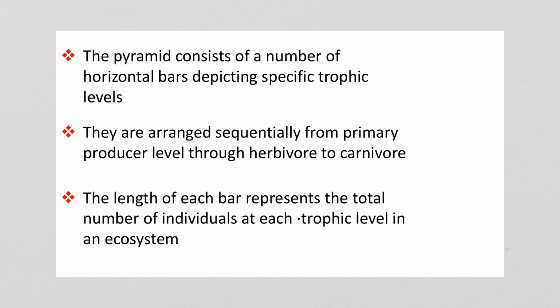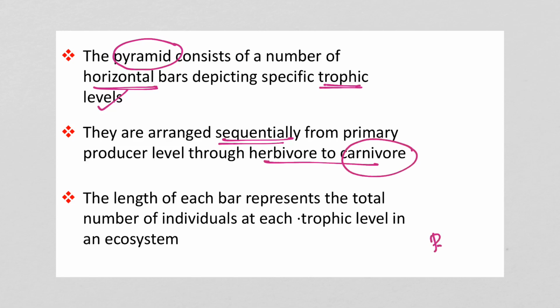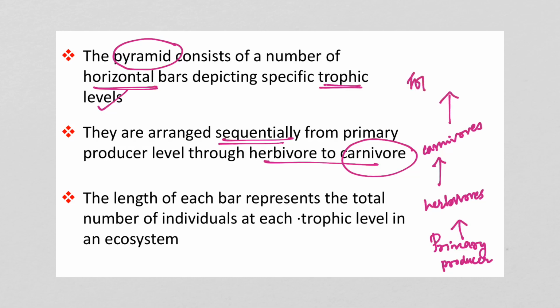Now the pyramid consists of a number of horizontal bars depicting specific trophic levels, and they are arranged sequentially from the primary producer level through herbivore to the carnivore. So from the primary producer, then in the next level we have the herbivores, then different types of carnivores, and finally the top carnivore. This will be clear once we discuss an example.